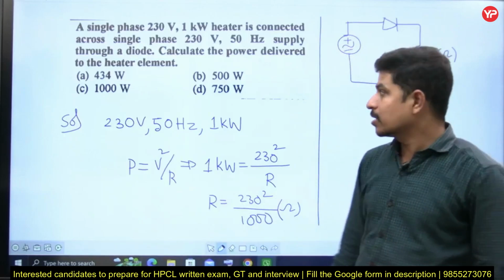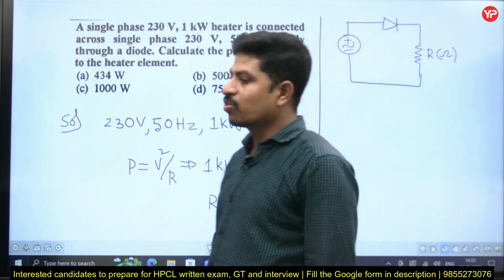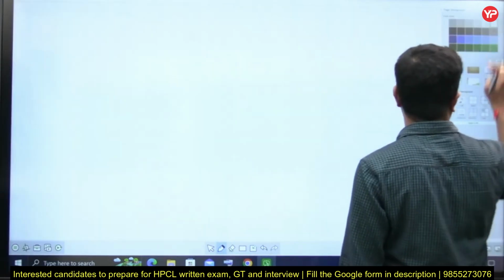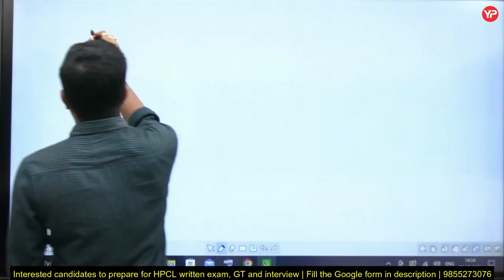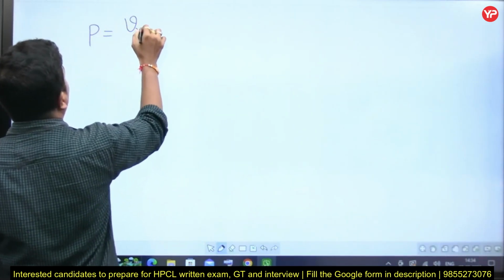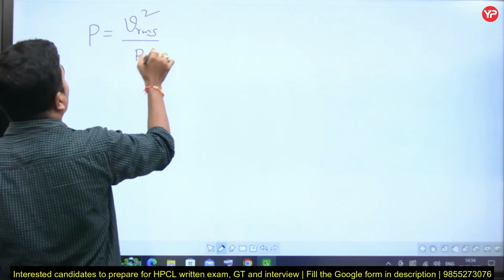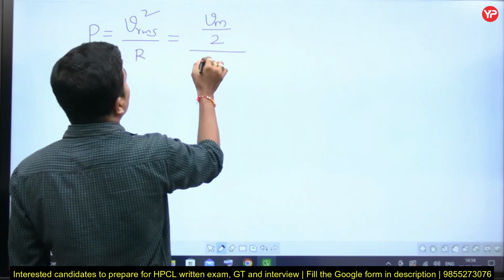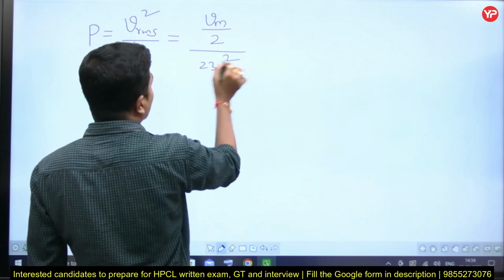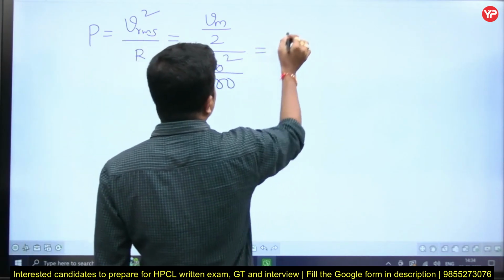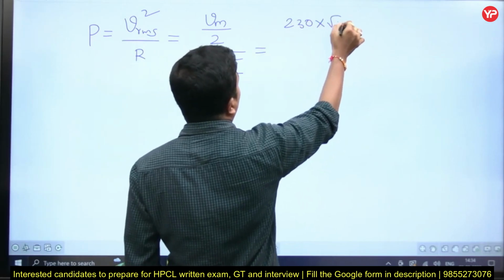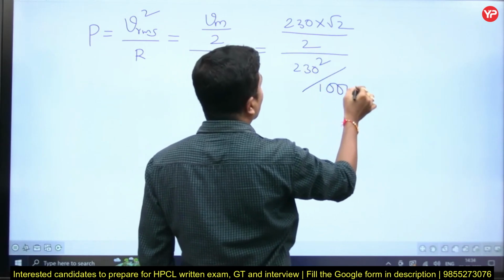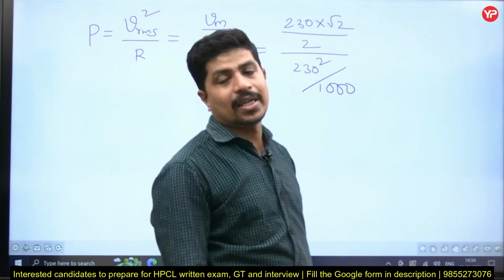In the question he is asking us to find the power. Let's find out. Simple question. Good question it is. Power is equal to Vrms square by R. Vrms is Vm by 2, and R, as we previously got, is 230 square by 1000. How much is Vm? 230 into root 2 by 2, by 230 square by 1000. You simplify, you are going to get the perfect answer.